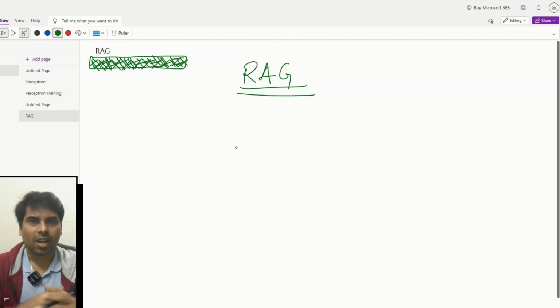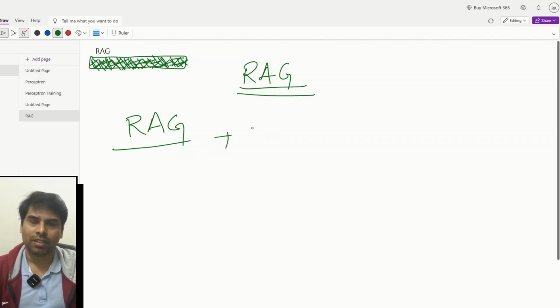Let us understand how the RAG system works and what is the technical architecture behind the RAG system. Okay, so if you see the name itself, let me decode the name first, then I will talk about it in detail. So what is RAG? Okay, so RAG has three words.